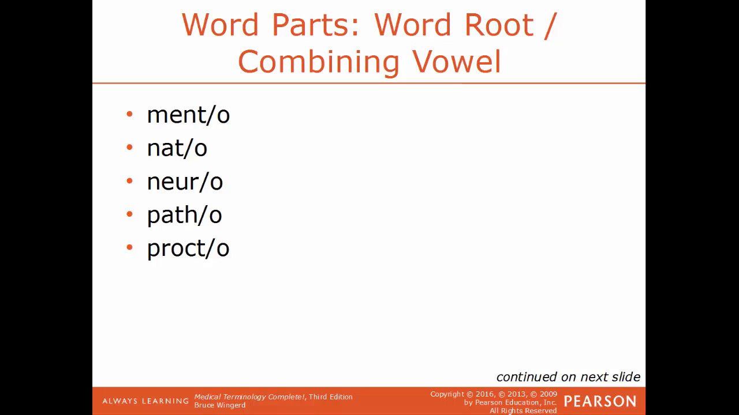Neuro is reference to nerves. Patho is one we talked about earlier, disease. And procto is reference to the rectum. So a proctologist is someone who studies the rectum and their diseases. What we'll do now is we'll focus on this one word root here, neuro. So neuro is reference to nerve.